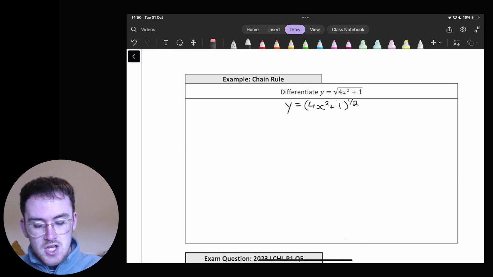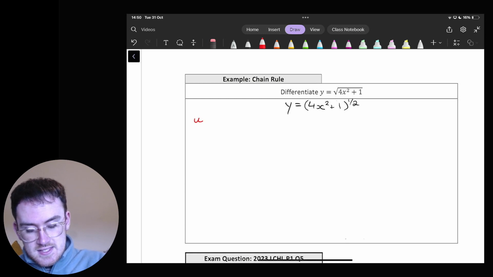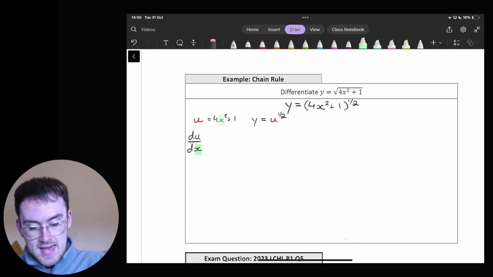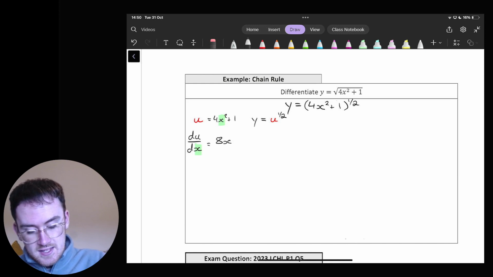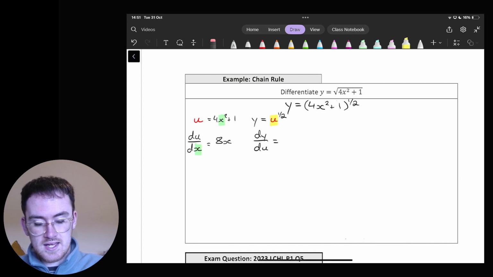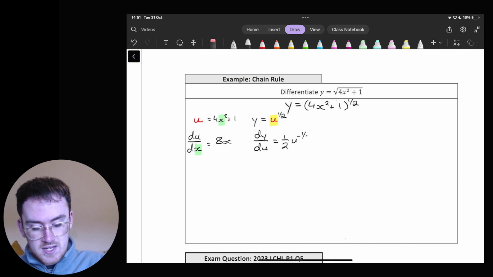So if we were to follow it explicitly, we might say that u is going to be the inside expression here, the 4x squared plus 1, which then of course means that y could be rewritten as u to the power of a half. I can get my derivative of u with respect to x. It's going to be with respect to x because x is the variable in this u expression, and that's going to give me 8x. And I can get the derivative of y with respect to u. This time I'm using u on the bottom because my function in y here is in terms of u as a variable. And that would give me a half u to the power of minus a half.